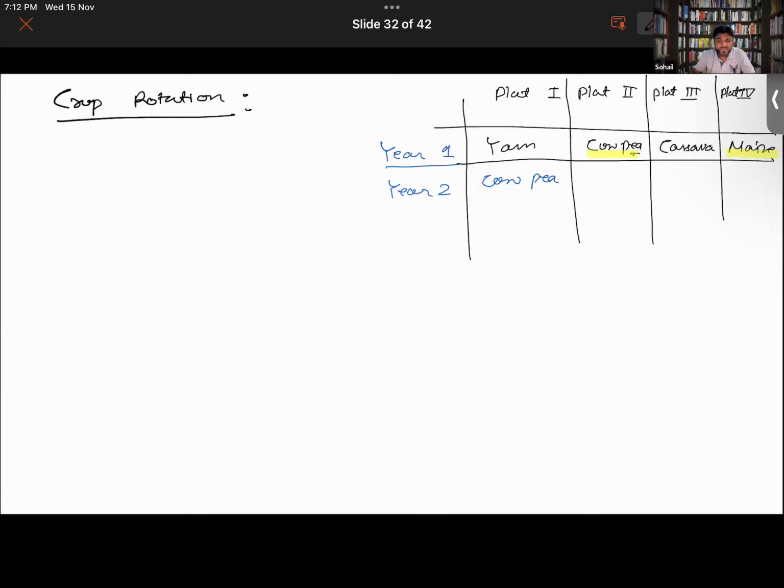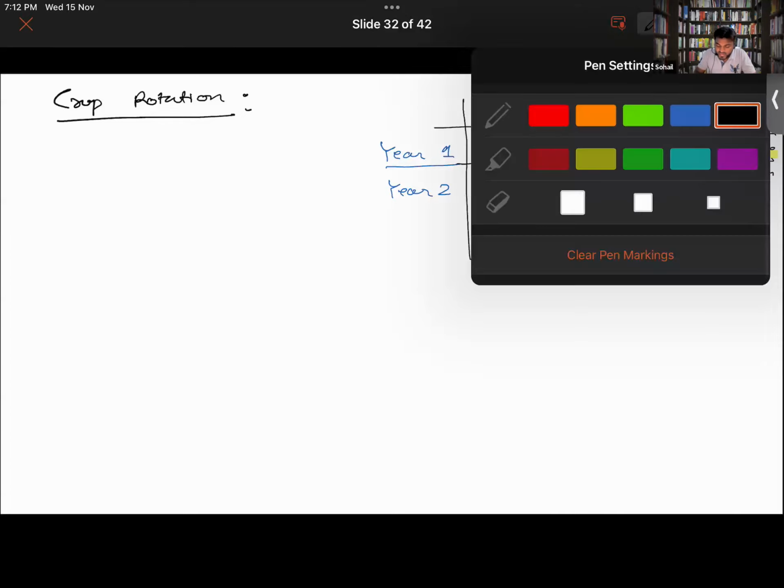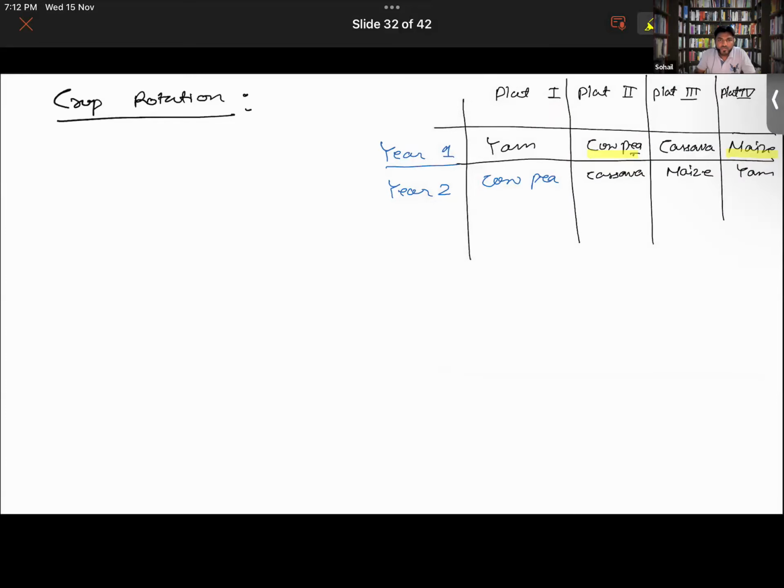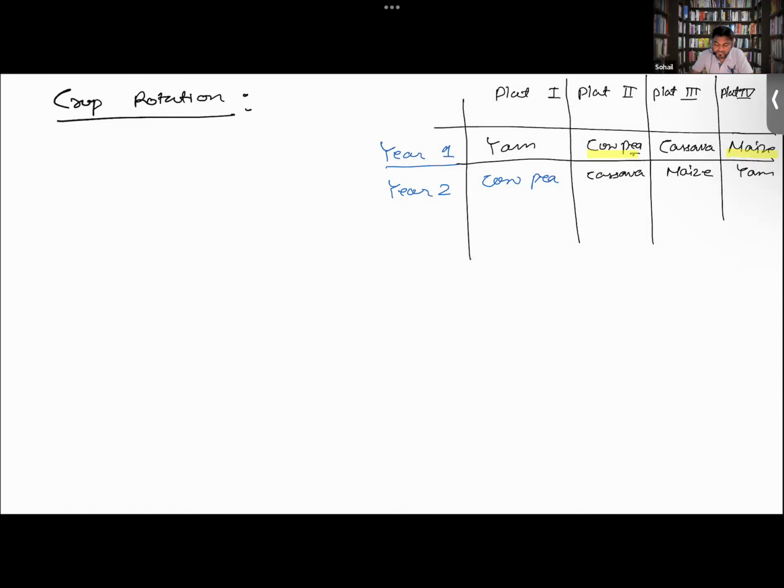So now on the first plot for the second year, I will be growing cowpea. Here I grow cassava, here I will be growing maize, and now here yam. Notice how I have done some changes over here. In the first year, you grew yam, cowpea, cassava, and maize. But in year two, you put plot two in plot one, plot three in plot two, plot four in plot three, and plot one in plot four. Correct, good observation. Also, these are the leguminous plants, the ones I have highlighted using yellow color. So for the first year, on my plot number 1, I grew a non-leguminous plant. Now in the second year, I have grown a leguminous plant.